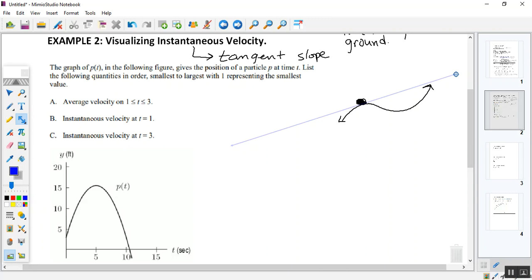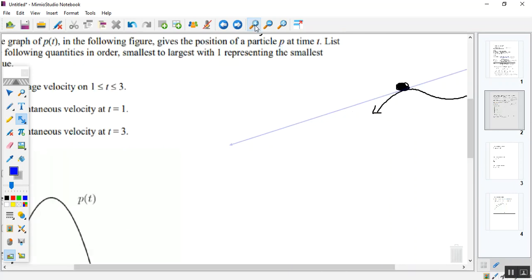So, can you visualize tangent lines at certain points, first of all? Okay, so let's talk about this right here. There's a difference between average velocity and instantaneous velocity. And right here, let me blow this up a little bit.